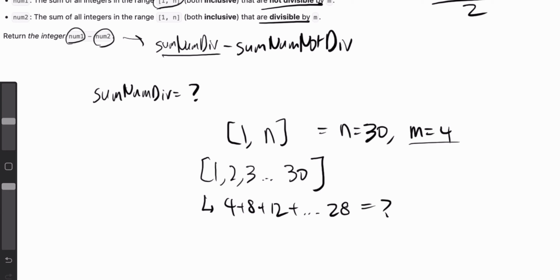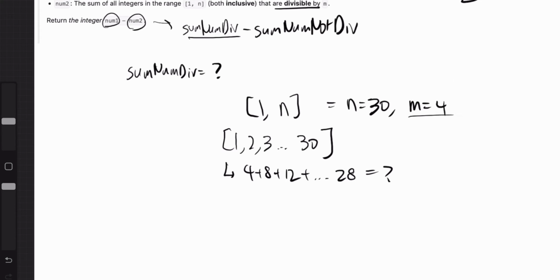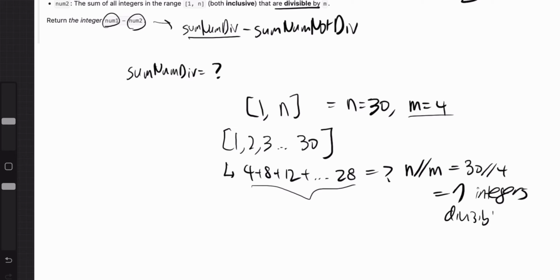So what exactly is this? You can use brute force by adding all the possible ones divisible by 4, but that's a pretty dumb way. We can do better than that. We know how many there are, right? There's simply going to be n integer division m, that's 30 over 4, and that's going to be 7 integers that are divisible by m. M is 4 in this case. And if there's 7 integers divisible, we can use that value.